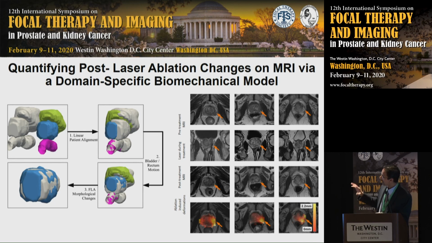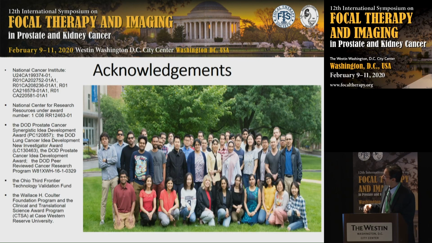And this is just some other work where we've shown, by looking at changes between pre-ablation MRI and post-ablation MRI, what the impact of the procedure is on distortion or deformation to the bladder and to the rectum. So with that, I'll conclude.